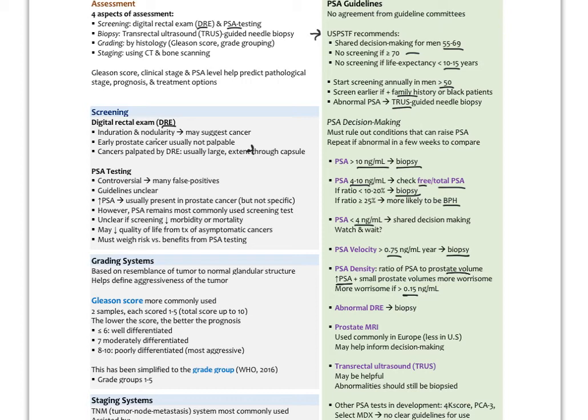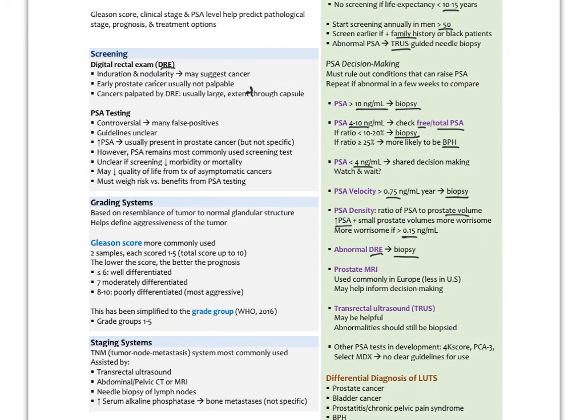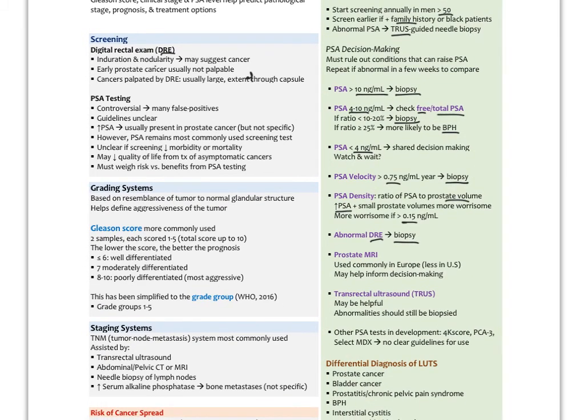If you find nodularity or any abnormality on the DRE, then by all means send for biopsy. In Europe, they use a prostate MRI to help with this. It's not commonly used in the US, but that could be helpful as well for examining the prostate. And then the transrectal ultrasound could be useful for assessing prostate volume, as I mentioned, but can also detect irregularity, asymmetry, things that would be more indicative of prostate cancer.